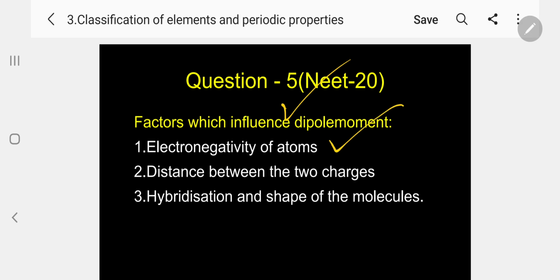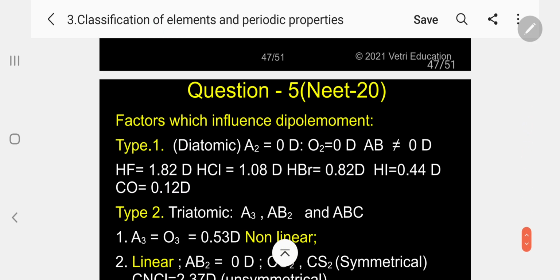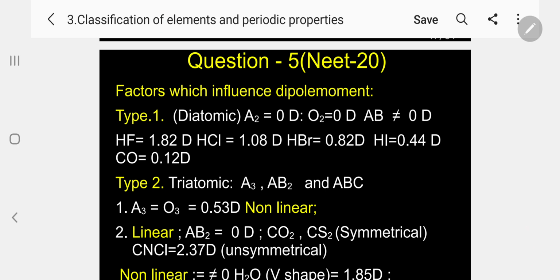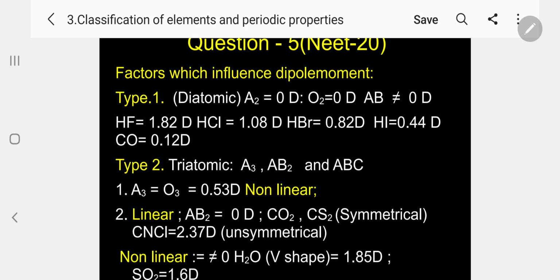It depends on electronegativity. It depends upon the distance, that is the atomic radius or bond distance. It also depends upon the hybridization and shape of the molecule. This is the most important factor. I will give a general idea. It is not easy to memorize the dipole moment values of all molecules, and they are not expecting that. But you must know whether the molecule has a dipole moment or not, zero or not zero. That is the only thing they ask. If they give a molecule, you must say zero or not zero, so be ready.